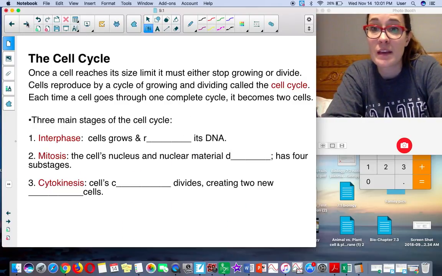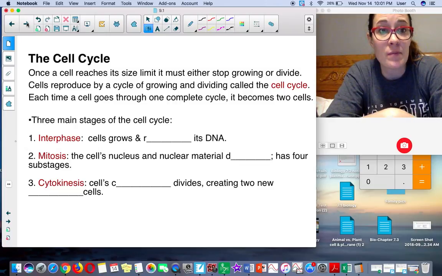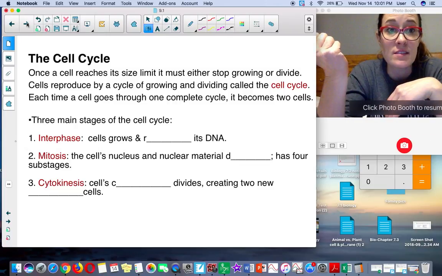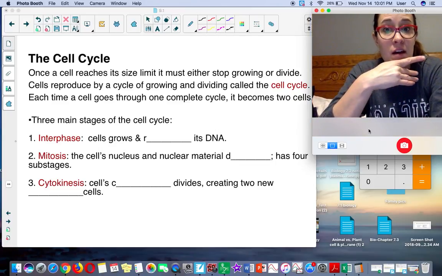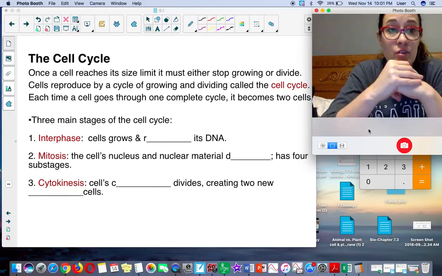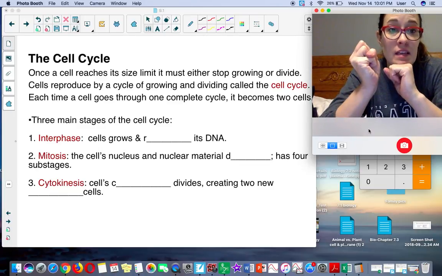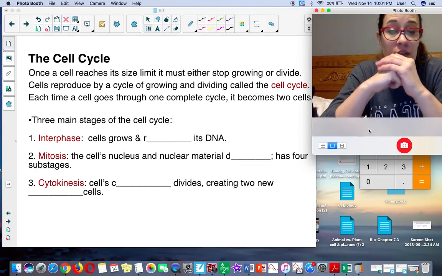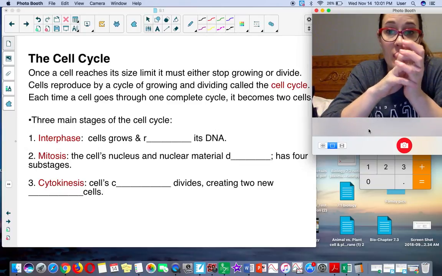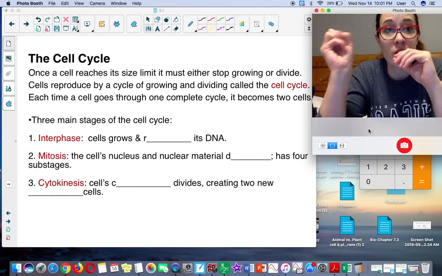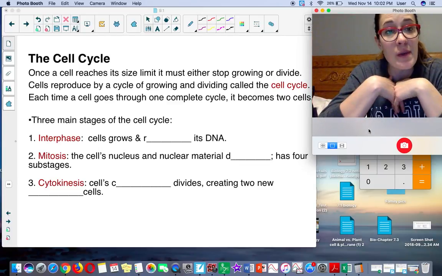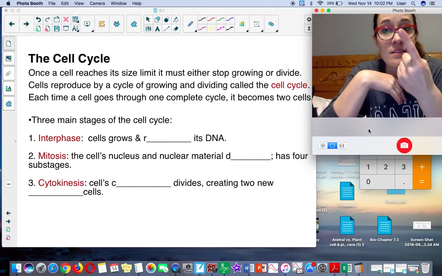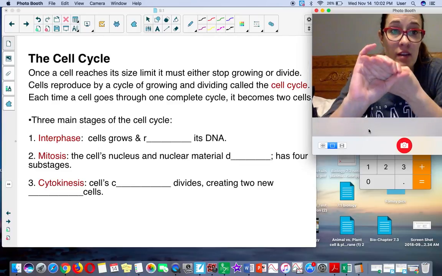The cell cycle is the process in which one cell becomes 2 cells. And cells need to do this in living things because it reaches a certain limit. And so that cell needs to either divide or stop growing. And each time one cell divides into 2 is an entire cycle. The 3 main stages are interphase, mitosis, and cytokinesis.